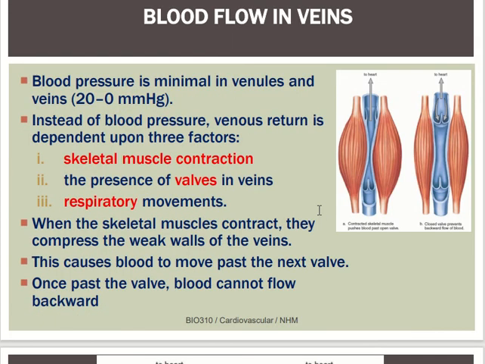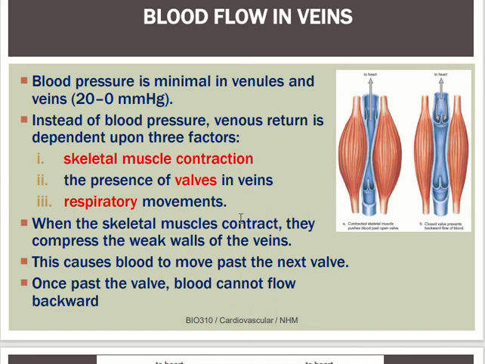Okay, and then next is the blood flow in the vein. So the blood flow in the vein depends on three factors. The first one is skeletal muscle contraction. Next is the presence of valves in the vein and also the respiratory movement.